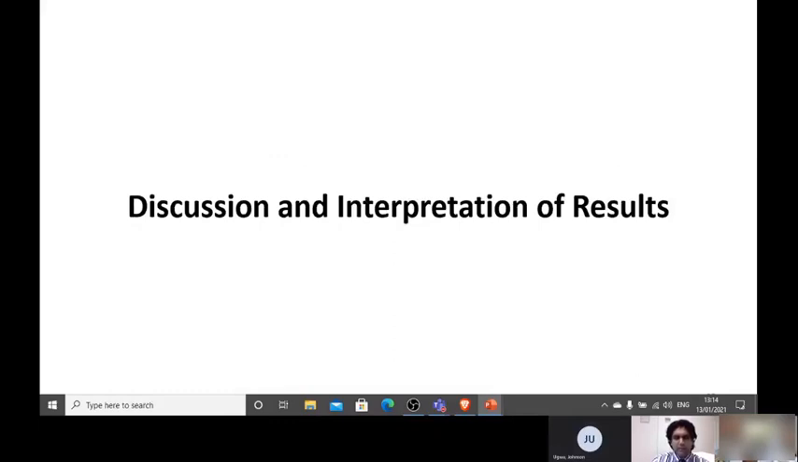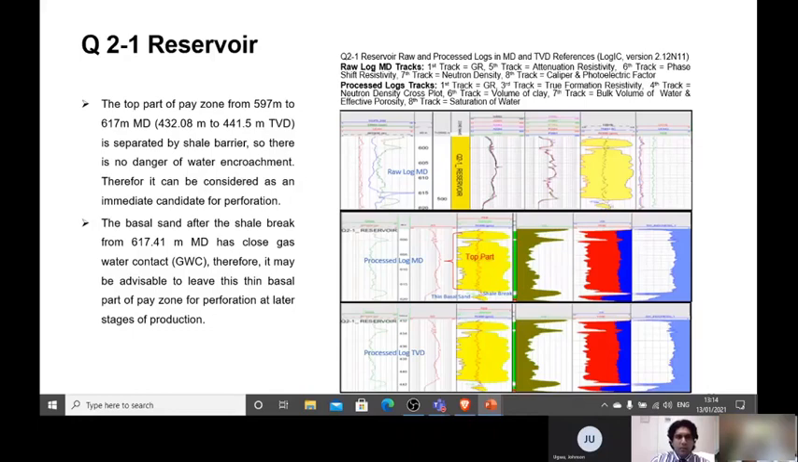Discussion and interpretation of results. The top part of Q21 reservoir is a very good candidate for perforation because it is separated by shale break and there is no danger of water encroachment, whereas the basal part has close gas-water contact, so it may be considered for perforation at later stage of production.